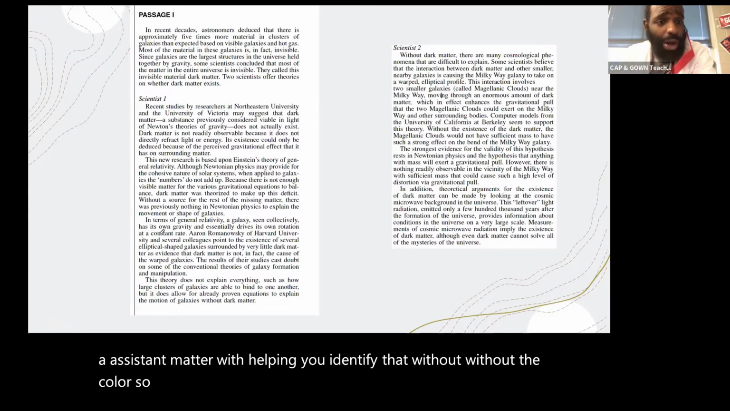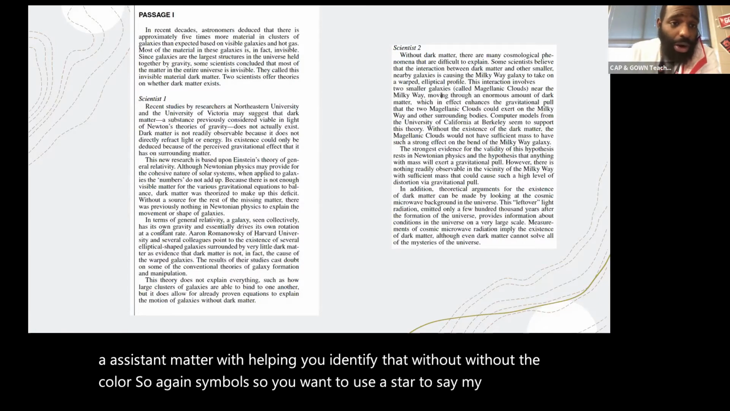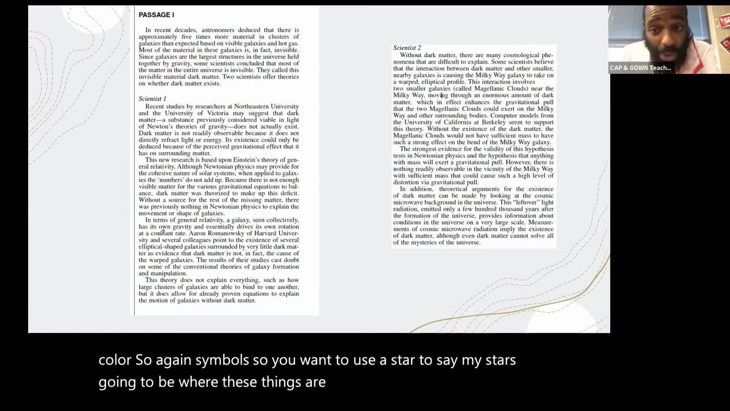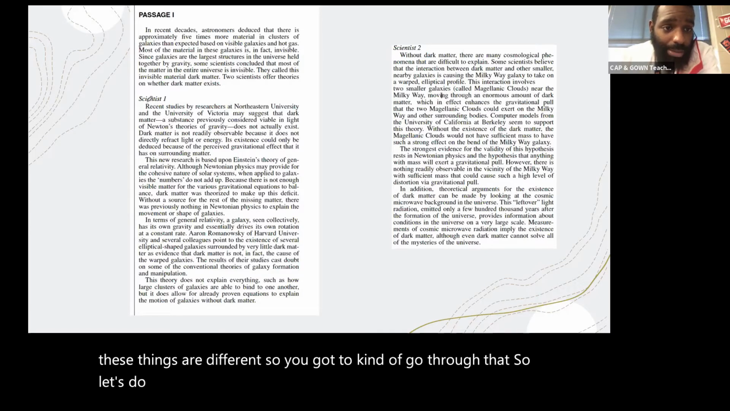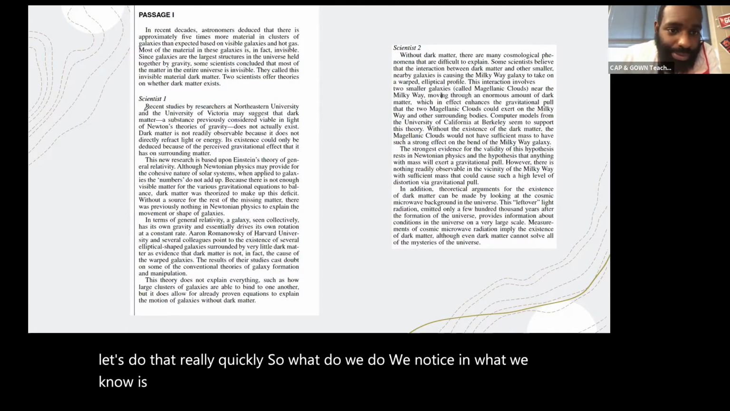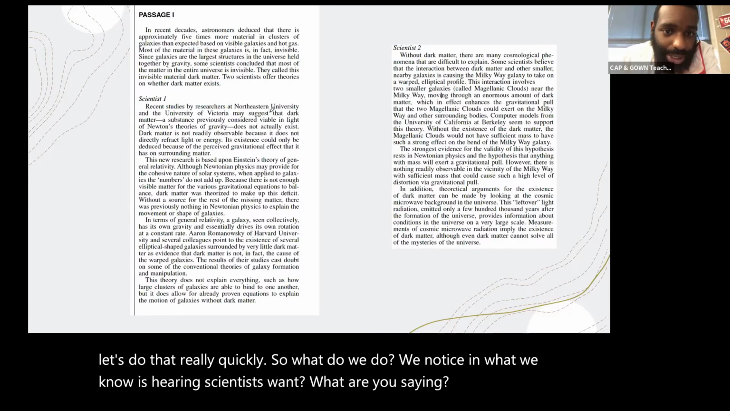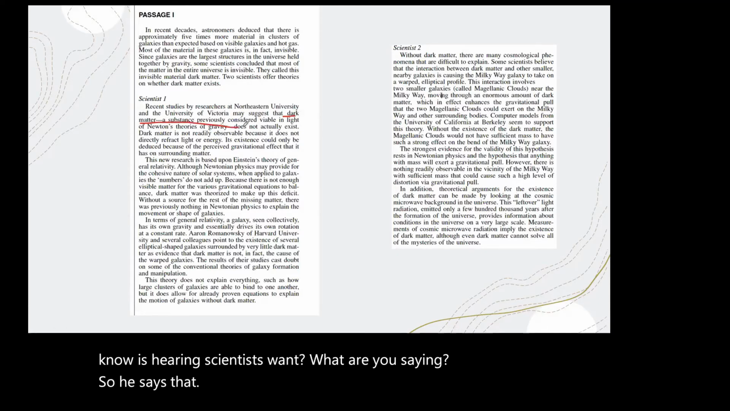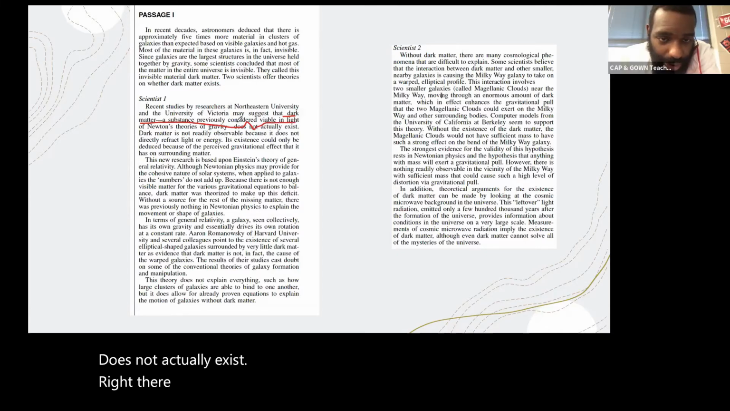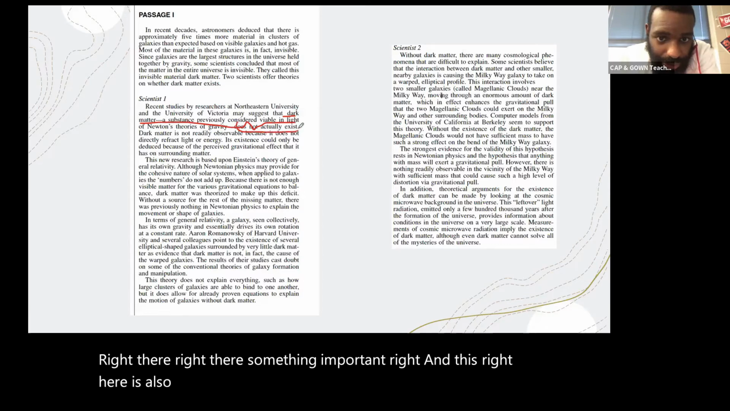So again, symbols. You want to use a star where these things are the same, and a circle where these things are different. So you go through that. Let's do that really quickly. What do we notice here in Scientist 1? What are we seeing? So he says that dark matter does not actually exist. All right, right there, something important. And this right here is also important because those things right there.